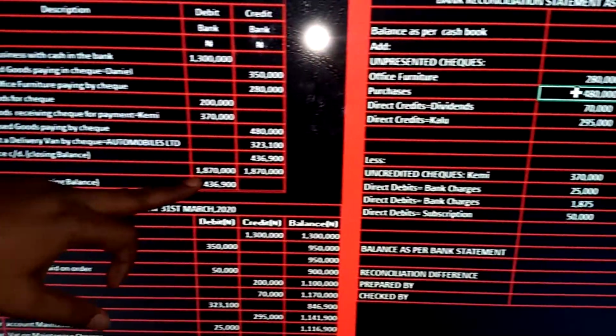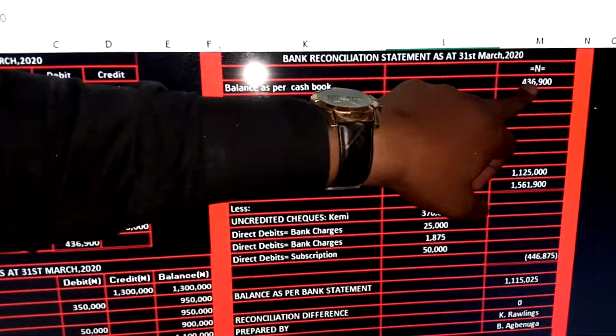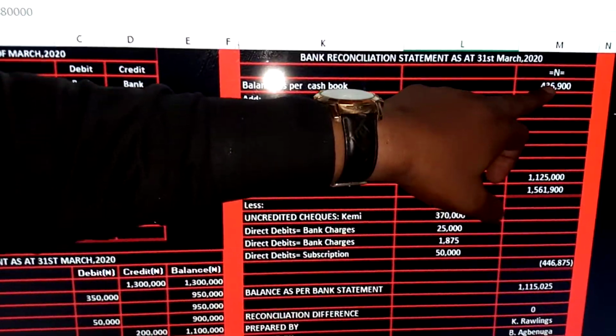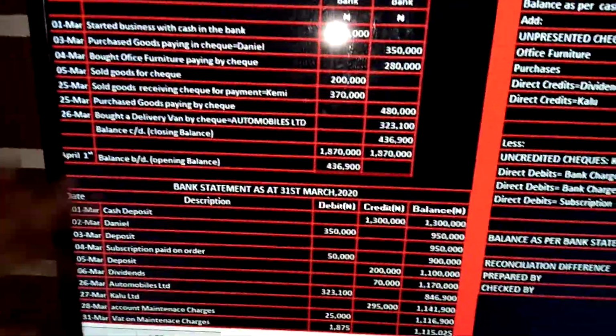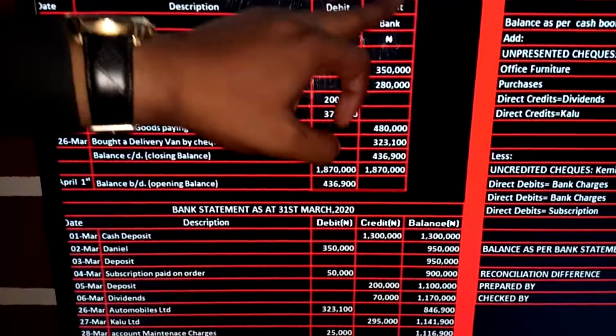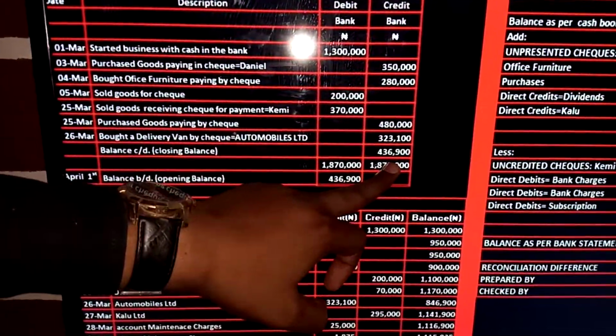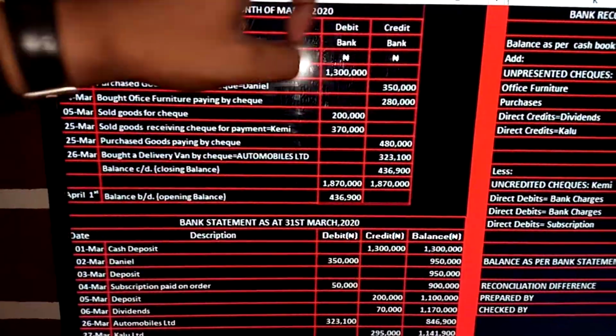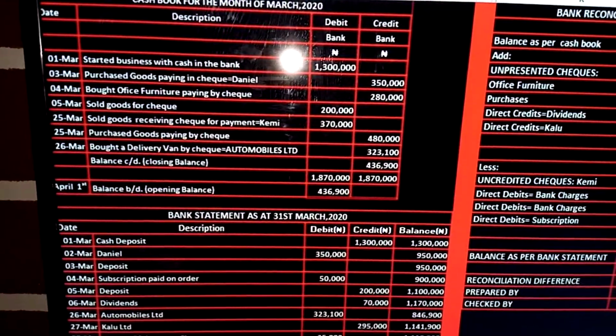But because a debit balance, you're putting it here as what? As positive. Okay, so let's go. First of all, let's say what are the items in the credit side of the cash book that are not in the debit side of the bank statement.